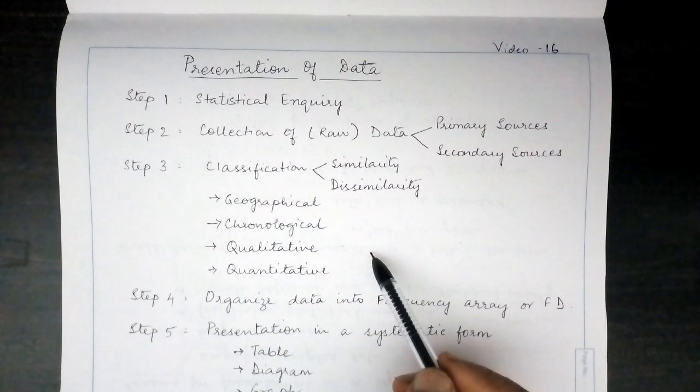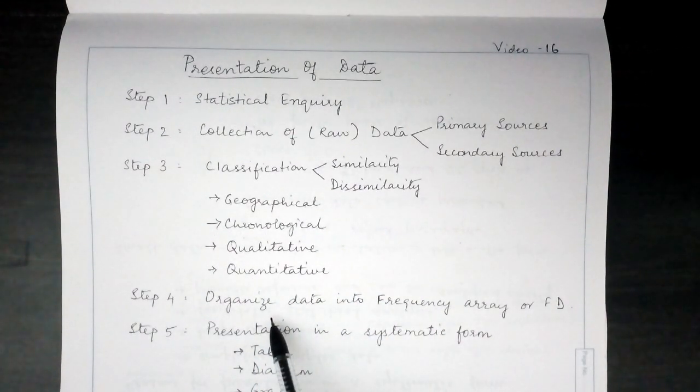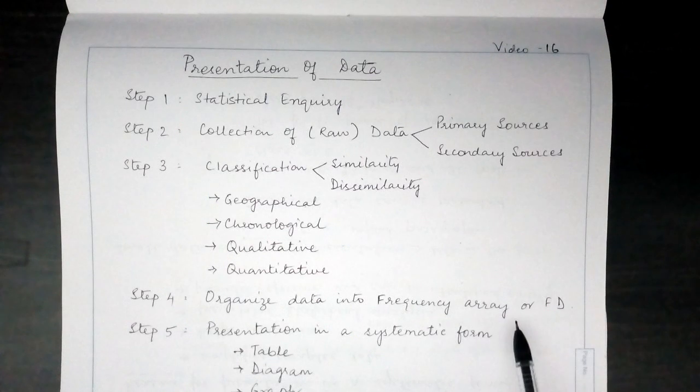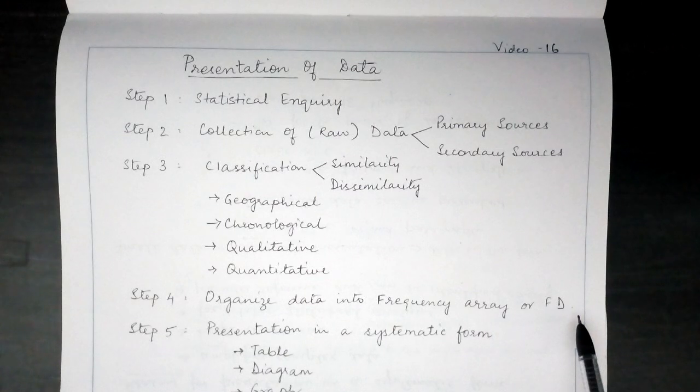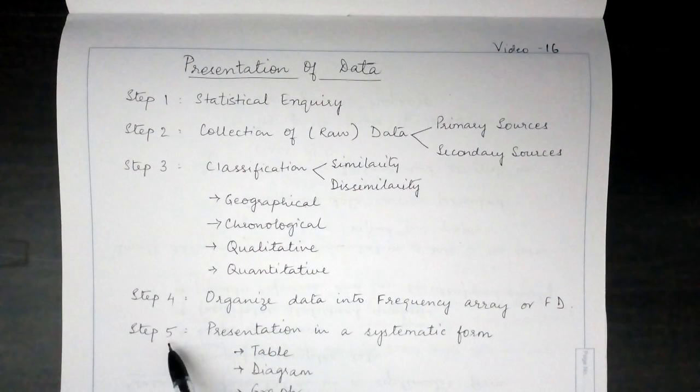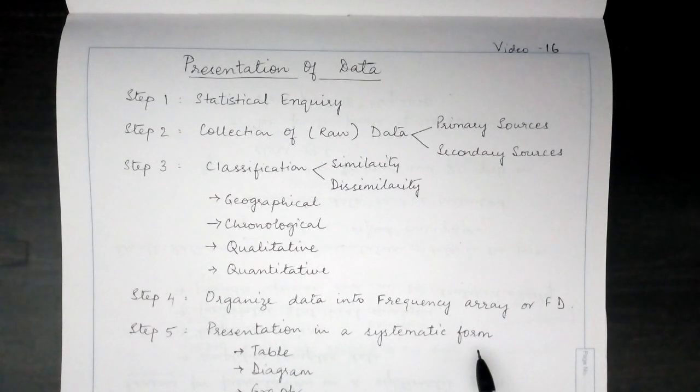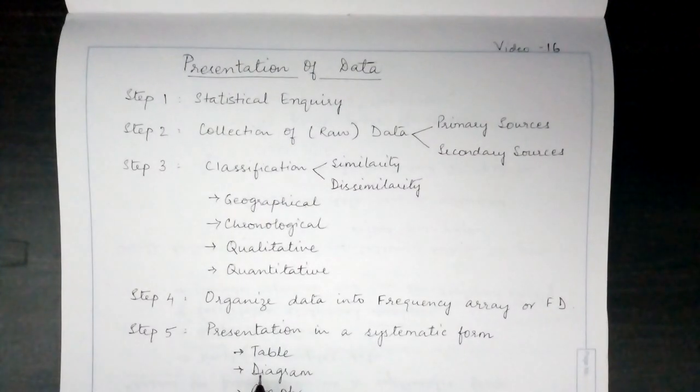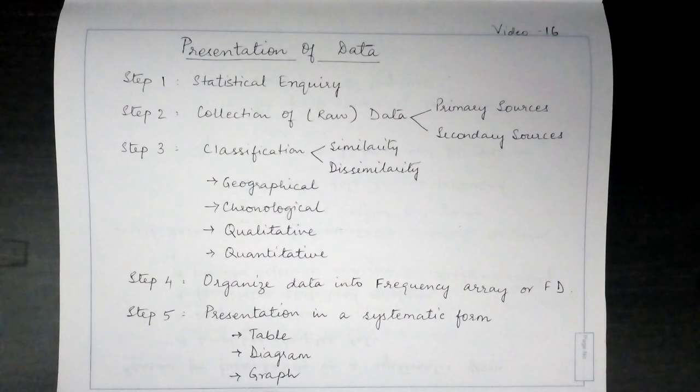After the data is classified, it needs to be organized in such a manner that is easy to use. And we organize the data into frequency array or frequency distribution. We have learnt so far the organization of data into frequency array or frequency distribution. Now in this unit, we are going to learn step 5, which is presentation of this data in a systematic form. This presentation can be done through a table, a diagram, or through a graph.